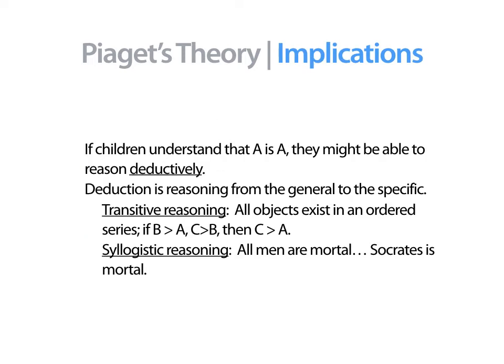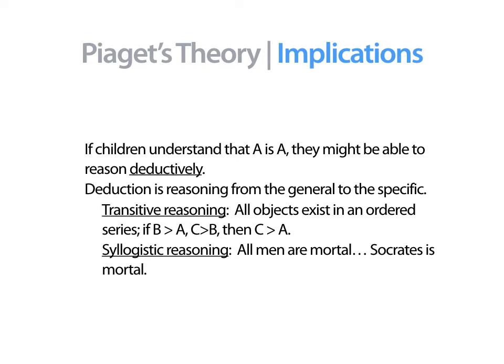Now, if kids understand that A is A, then they should be able to reason deductively. Now, deduction is reasoning from the general to the specific. You might know a general fact, like all objects exist in an ordered series. If this is right, then you can engage in transitive inference, or transitive reasoning, like if B is greater than A and C is greater than B, then C must be greater than A.